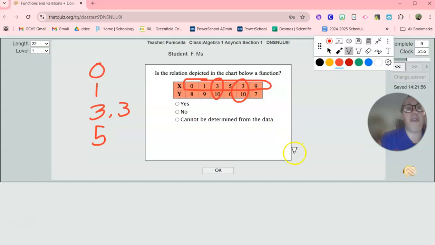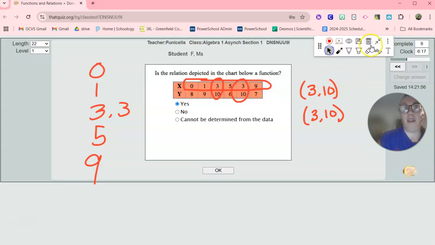But they're both going to 10. So they're not going to a different output. So that's okay if they're both going to the same thing. So this is a little tricky. This actually is a function. And again, that's because both of them are 3, 10. Those inputs have the same outputs, so that's okay.